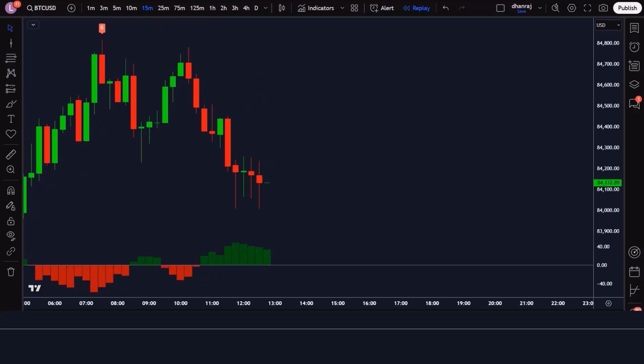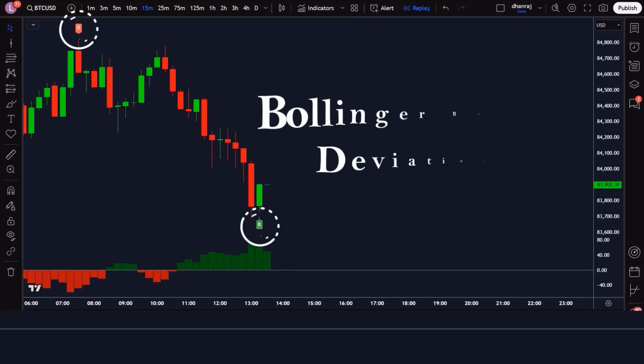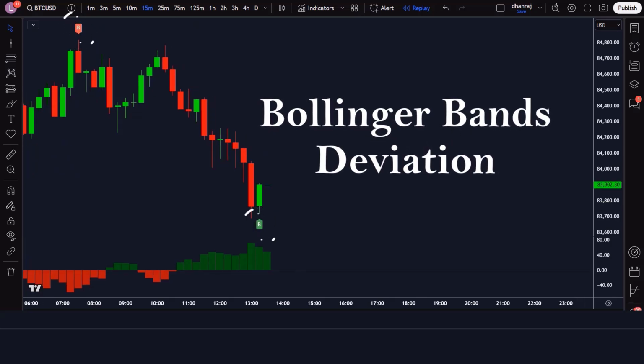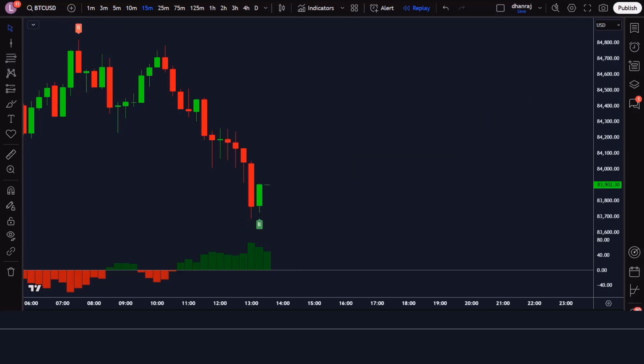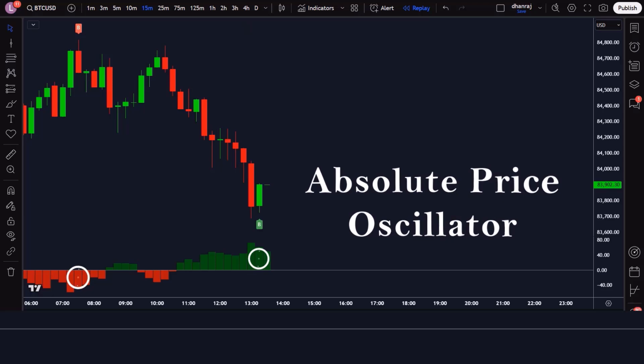First of all, let us know about trading tools. The buy and sell arrow indicator we see in the chart is called the Bollinger Bands Deviation, Yo_Adrian indicator. The green and red columns indicator we see in the chart is called the Absolute Price Oscillator, APO, histogram indicator.